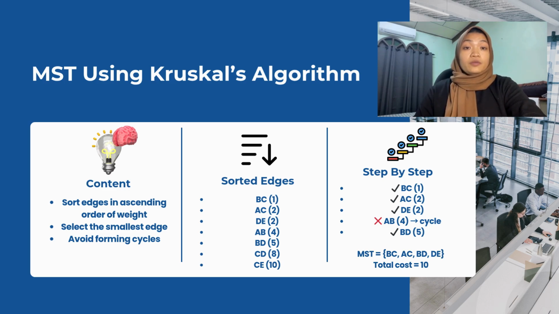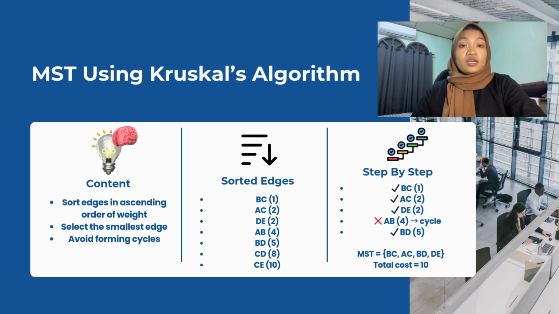To find the minimum spanning tree, or MST, we use Kruskal's algorithm. This algorithm works in three main steps. The first one, sort all edges in ascending order of weight. Second, select the smallest edge. And third, avoid forming cycles.